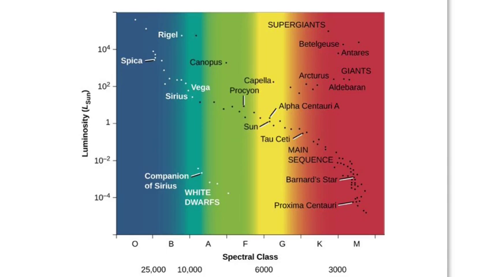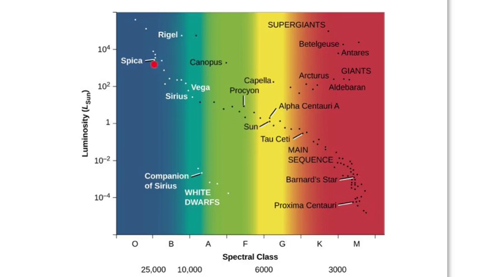So what these guys did was they just plotted all the stars they could observe, these ones that Annie Jump Cannon cataloged, and they plotted their luminosity versus spectral class or temperature or color on the x-axis. And what they found was really interesting. A lot of the stars just fell right along this axis. These are a lot of stars we see.